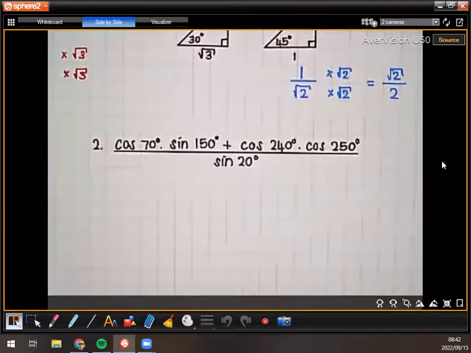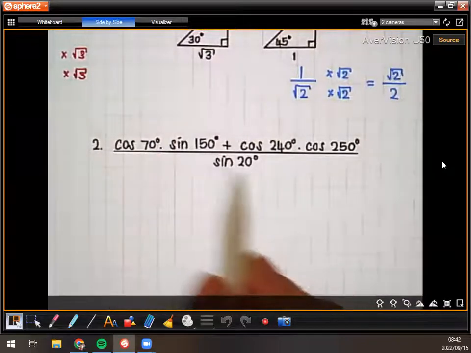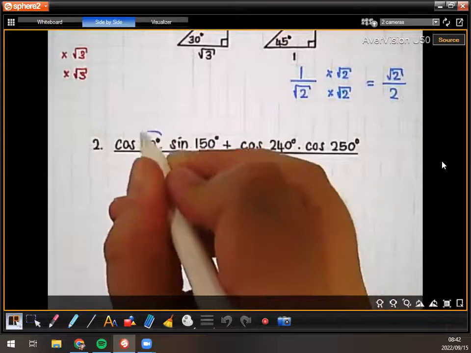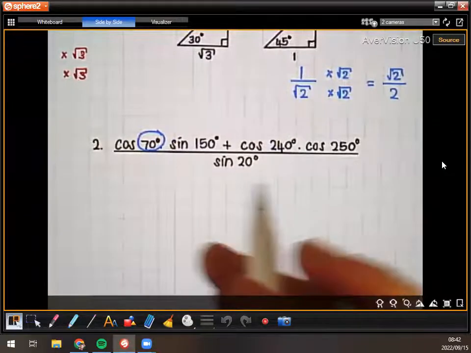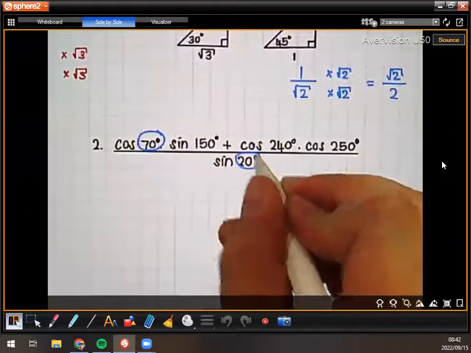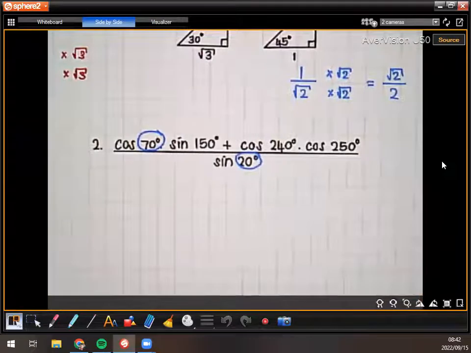Now guys, what I want you to notice here is that we actually already have 2 of these that are written with acute angles, right? 17 is an acute angle. So we're not going to do a 180 minus or 180 plus or anything like that. We're going to leave it as it is for now. And sine 20, that's also already written with an acute angle. The others are not. Okay, so the others we're going to have to change.